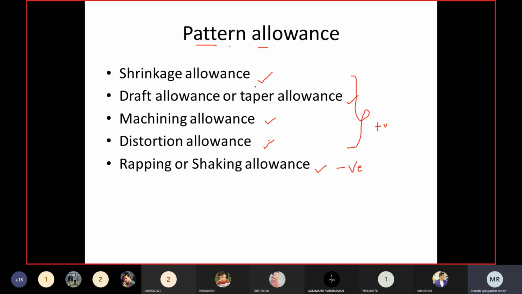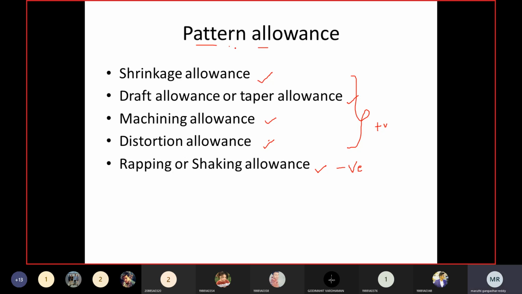But in the case of casting, we are pouring the liquid metal, and then during solidification the metal will get contracted in size. So in order to account for that, a pattern will be made slightly bigger in size than that of the casting. Overall, we can define a pattern as a model or replica of the casting with pattern allowances. The pattern will have certain allowances, that means plus or minus the dimensions of the casting.